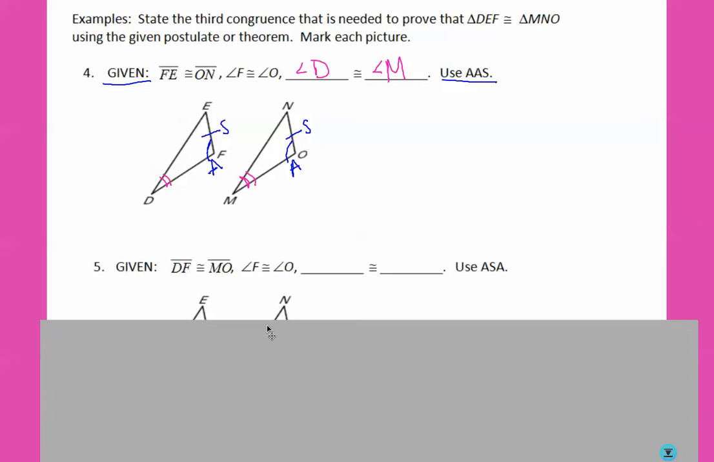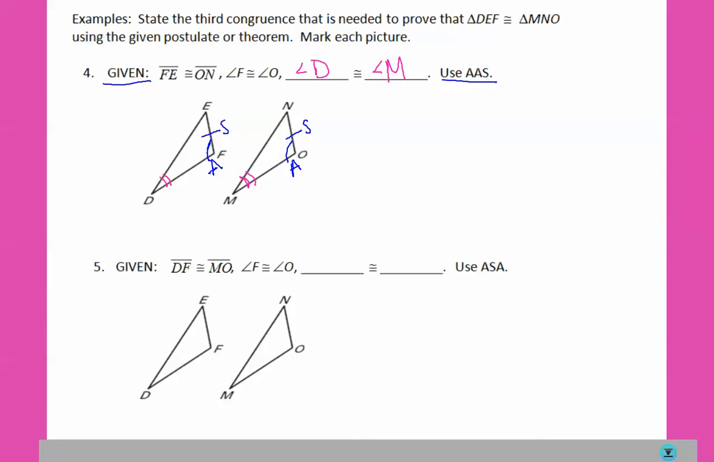Let's try another one. Again, we're going to start by marking the given information. So DF is congruent to MO. Angle F is congruent to angle O. And this one wants us to use angle side angle. So we have a side and an angle, a side and an angle. We want the side to end up in the middle. So again, angle D would have to be congruent to angle M.